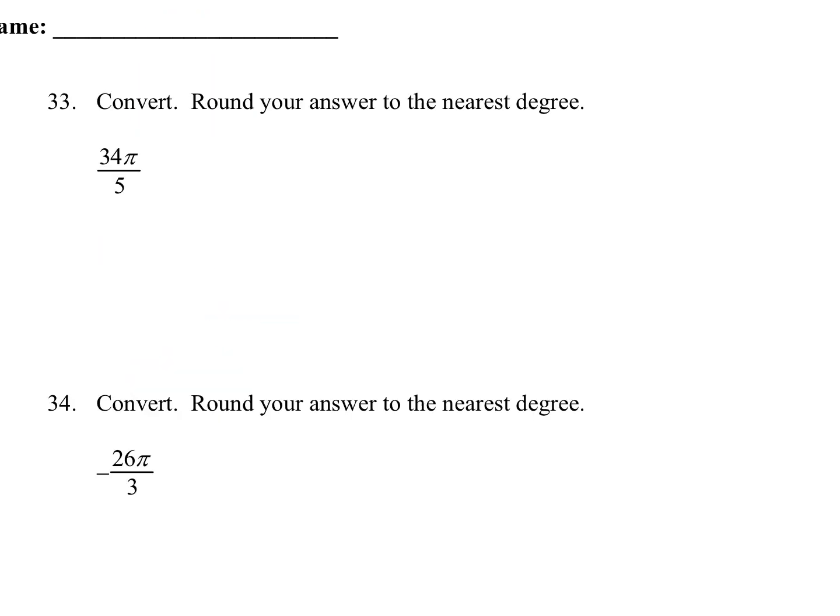Next, we're converting 34 pi over 5 into degrees. So this is 67 from your review. You're going to multiply it by 180 over pi. Your pi's are going to cancel. 5 goes into 180 36 times. So you're really doing 36 times 34, which is 1,224 degrees.